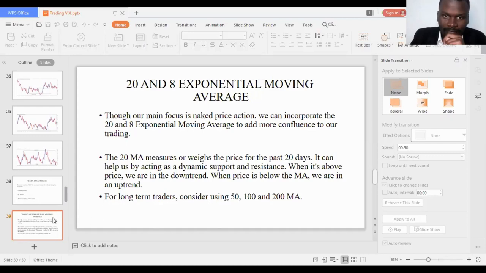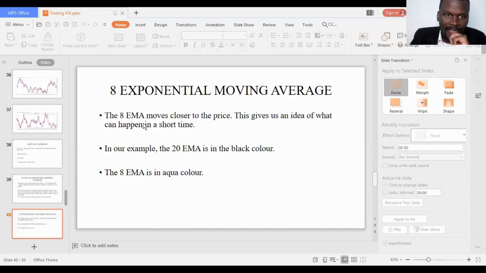So we have the 8 exponential moving average. This one moves closer to price. This gives us an idea of what can happen in the short term. In our example that I'm going to show you here, the 20 exponential moving average is in black, and the 8 exponential moving average is in aqua.